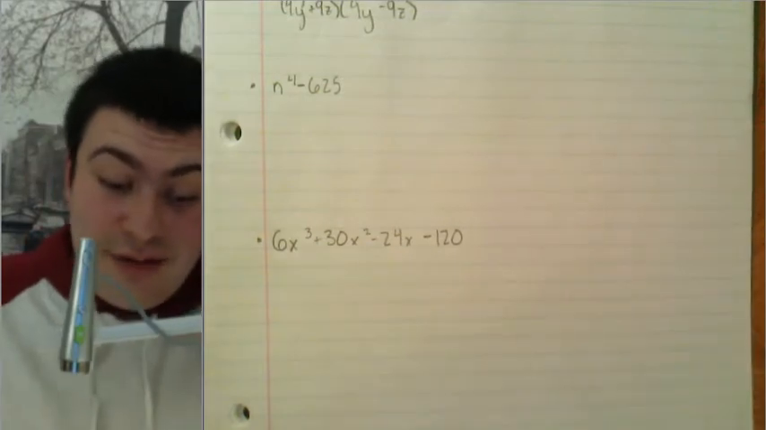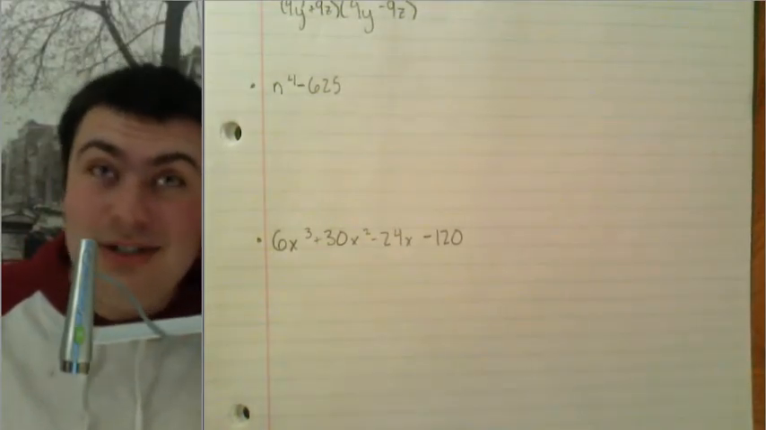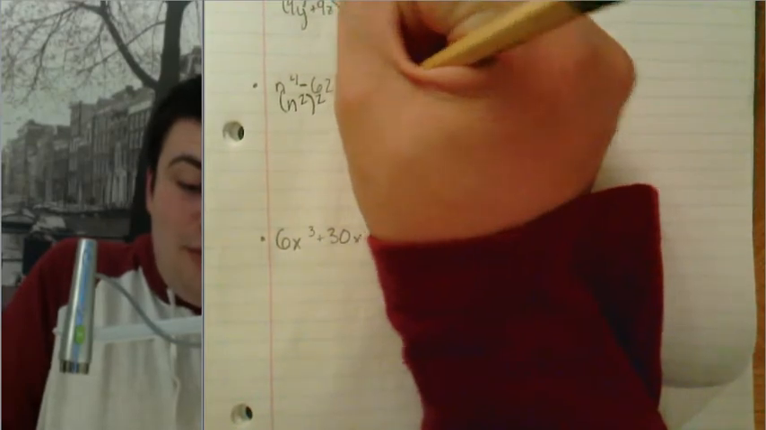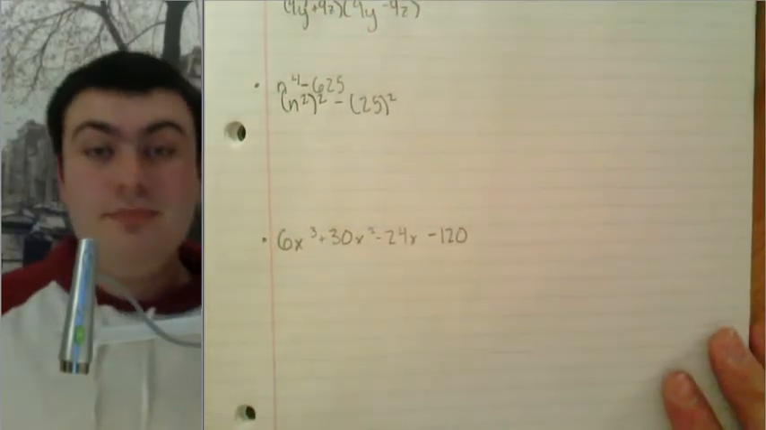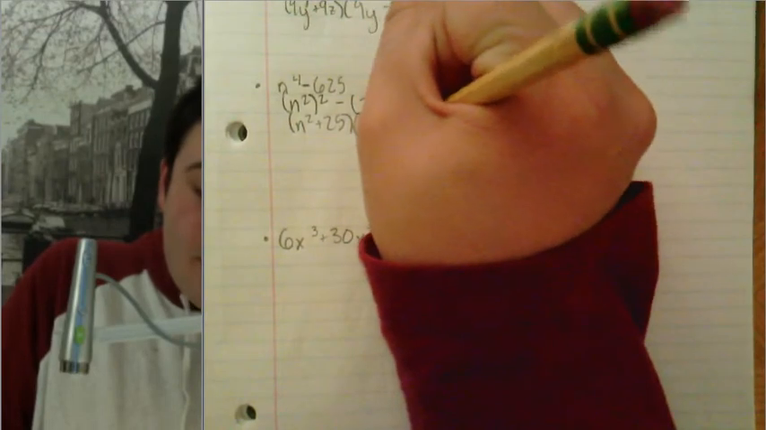So if we have n to the fourth minus 625, think that n to the fourth is n squared squared minus 625, which turns out to be 25 squared. So we can say this as n squared plus 25 times the group n squared minus 25.